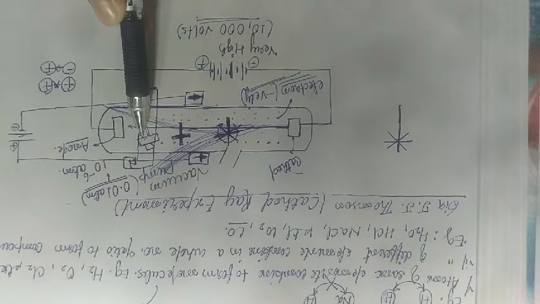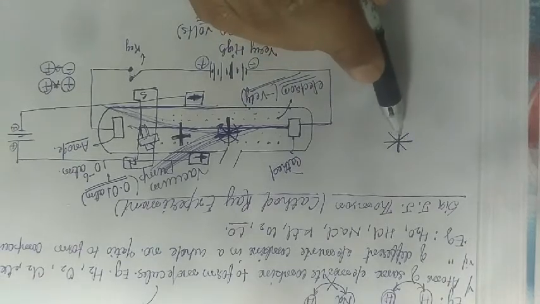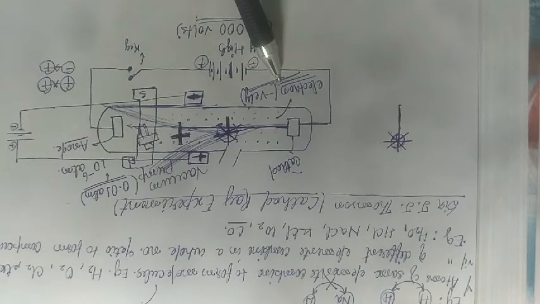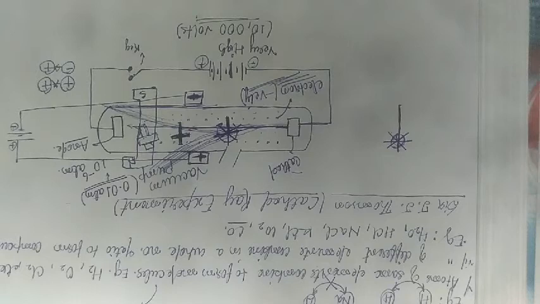produce a mechanical effect on a small paddle wheel. The paddle wheel which we have used here will produce a mechanical effect just by moving it in this direction. Now the fifth one: these rays consist of negatively charged particles. You can see here, negatively charged particles, and they are deflected by electric as well as magnetic field.